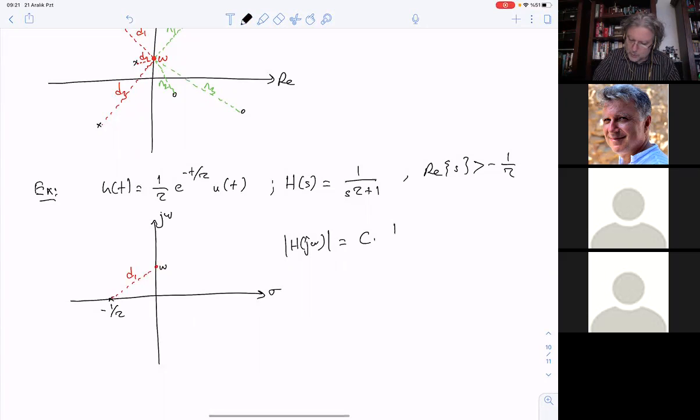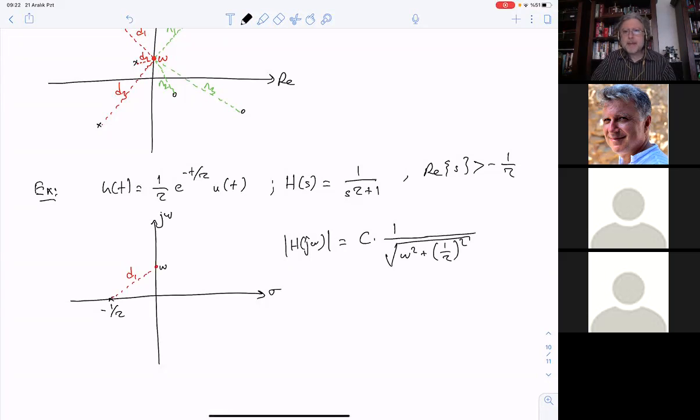It will be 1 over, because we don't have a pole, so we put nothing on the numerator. We don't put an n1, it's just 1 that we leave it. And the distance is the square root of omega square plus 1 over tau square, isn't it?